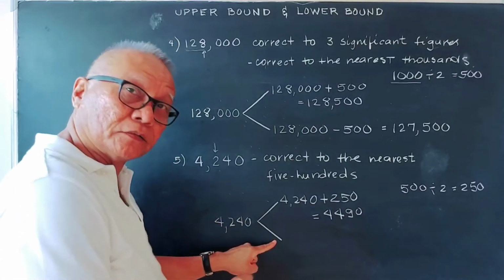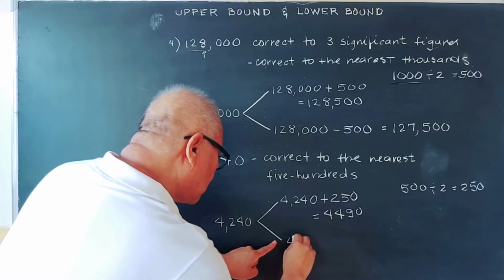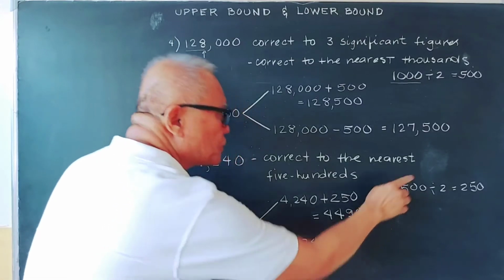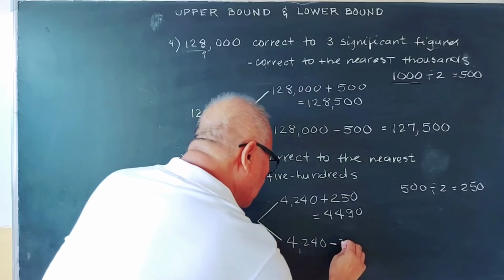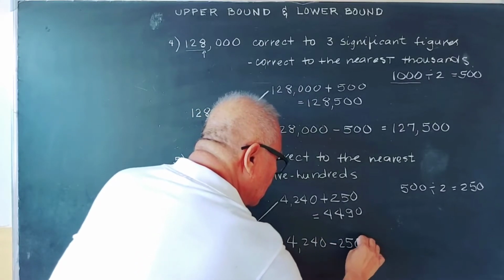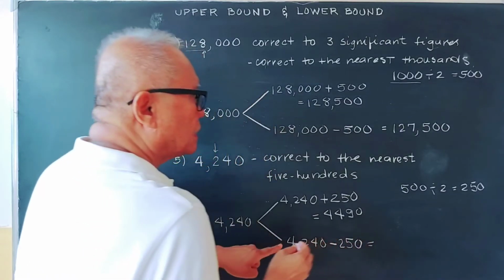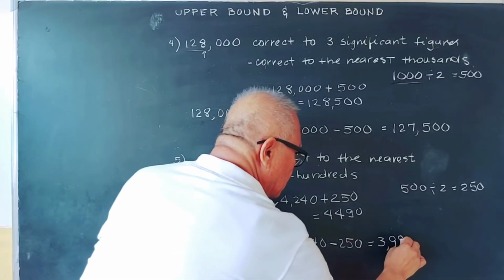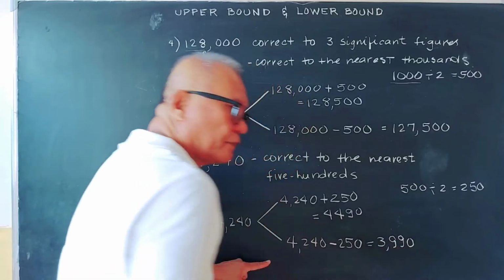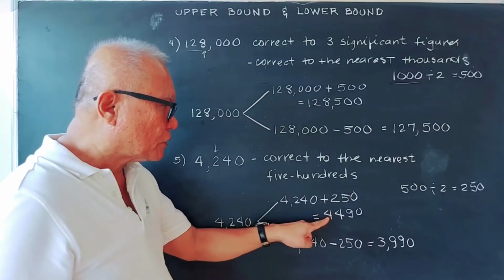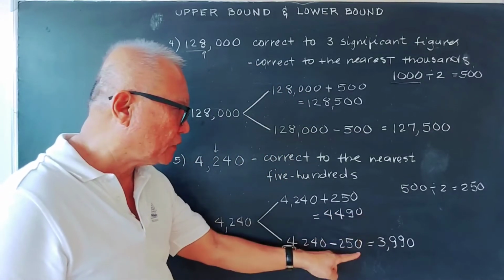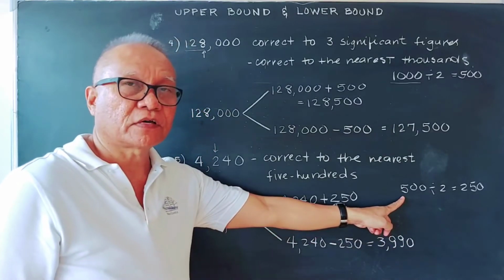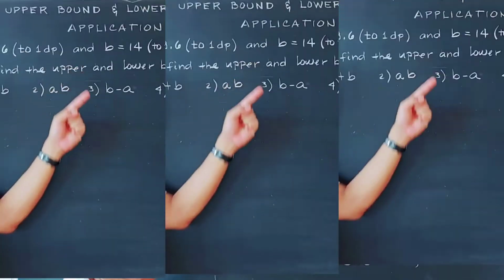And then the lower bound is 4,240. We subtract that 250 here, and that would give us 3,990. To check, 4,490 minus 3,990 will give us that 500 here, the lower bound.